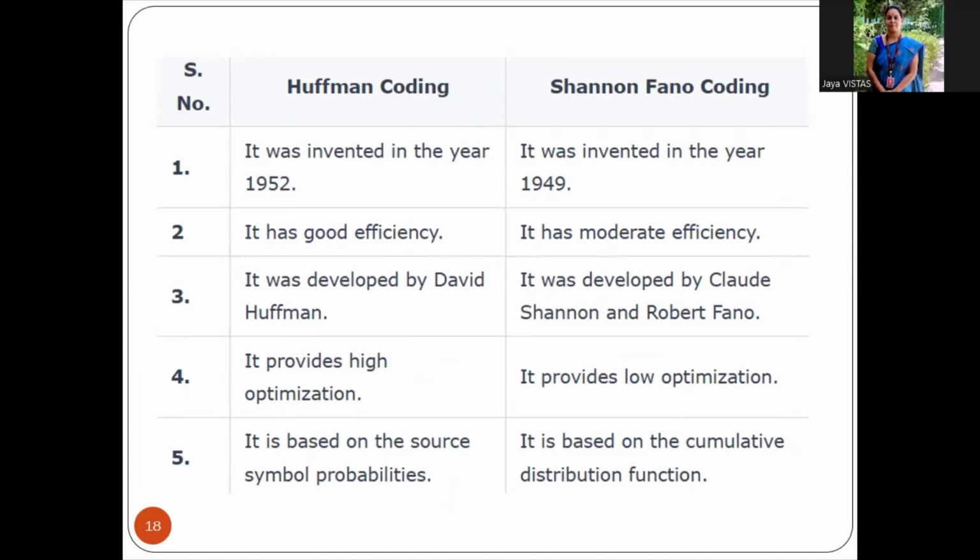So finally, comparing Shannon-Fano coding to Huffman coding, the best one is Huffman coding because it provides good efficiency and high optimization.